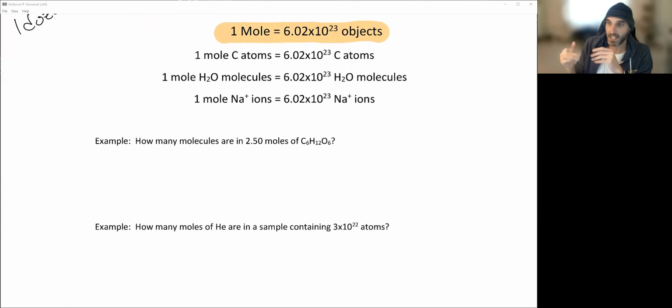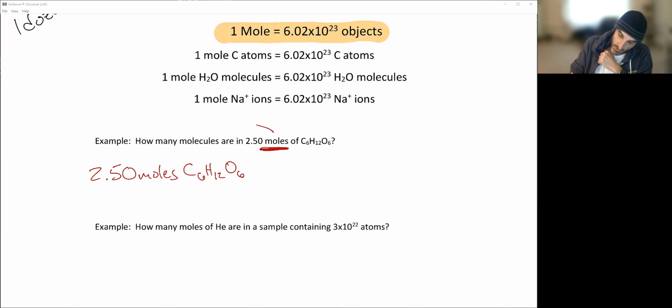So let's take a look at this first example, and then I'll let you guys do the rest. How many molecules are there in 2.50 moles of C6H12O6? Okay, so my original number is going to be 2.50 moles. And at this point, what we want to get used to doing is also writing the compound down. I know it takes a little extra time, but it's going to be helpful in the future, especially when we get to stoichiometry in the next little bit. So 2.50 moles of C6H12O6, and I want to convert from moles into molecules. So I want to know how many individual molecules exist.